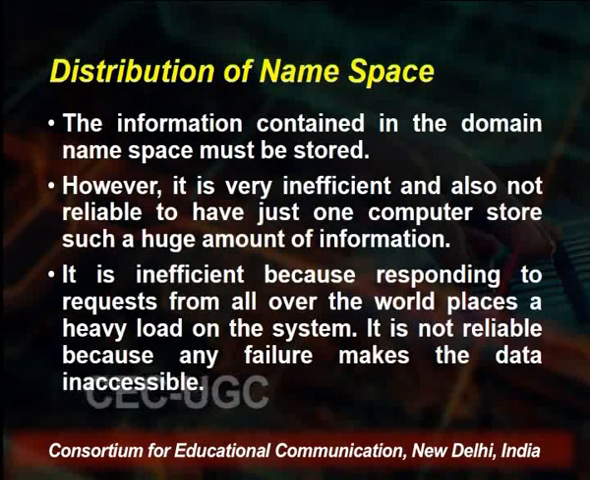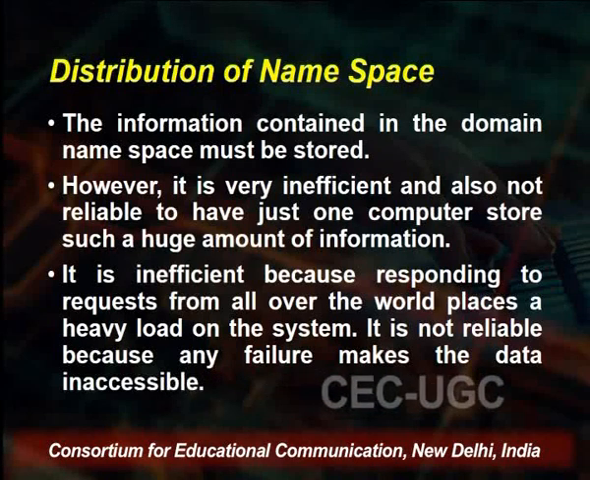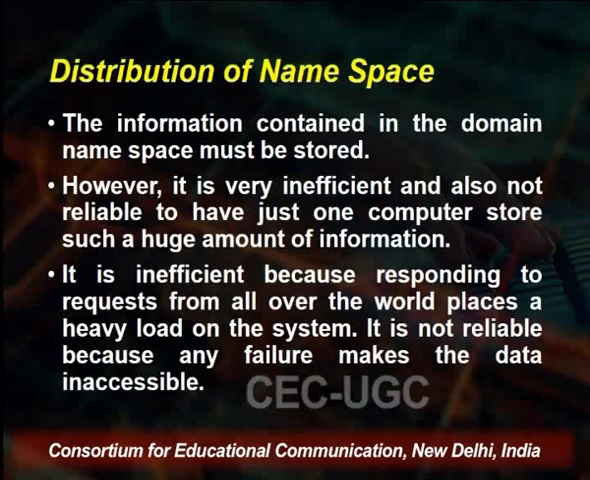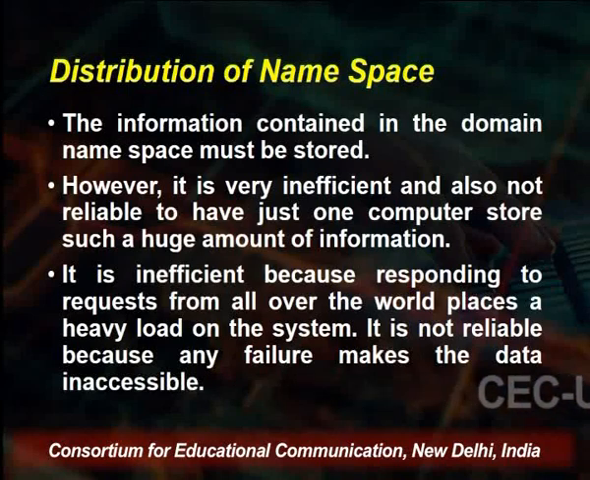Why? Because responding to requests from all over the world is going to put a heavy load on this system. Besides this, it is also very unreliable, because if this single computer encounters a failure, then the entire data becomes inaccessible. Therefore the idea is to distribute the domain name system on different servers, just like the domain name space has been distributed. So we put this information on many computers instead of just one computer, which are called the DNS servers.